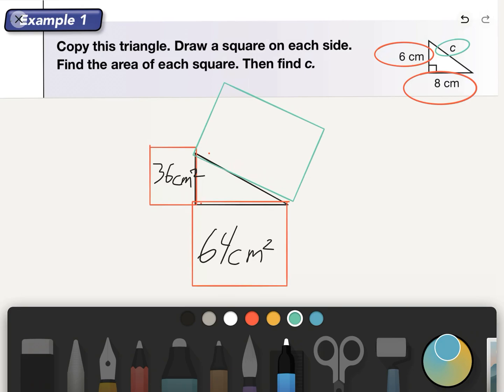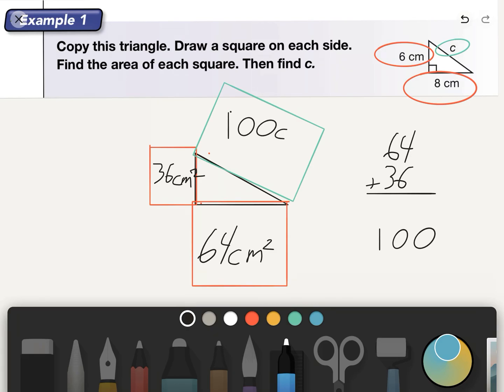Well, this looks a wee bit like the mental math we just did, doesn't it? So what we can do is add up the other two squares, getting us 100. So that would make this square 100 centimeters squared. But what we're trying to figure out here is the value of C.